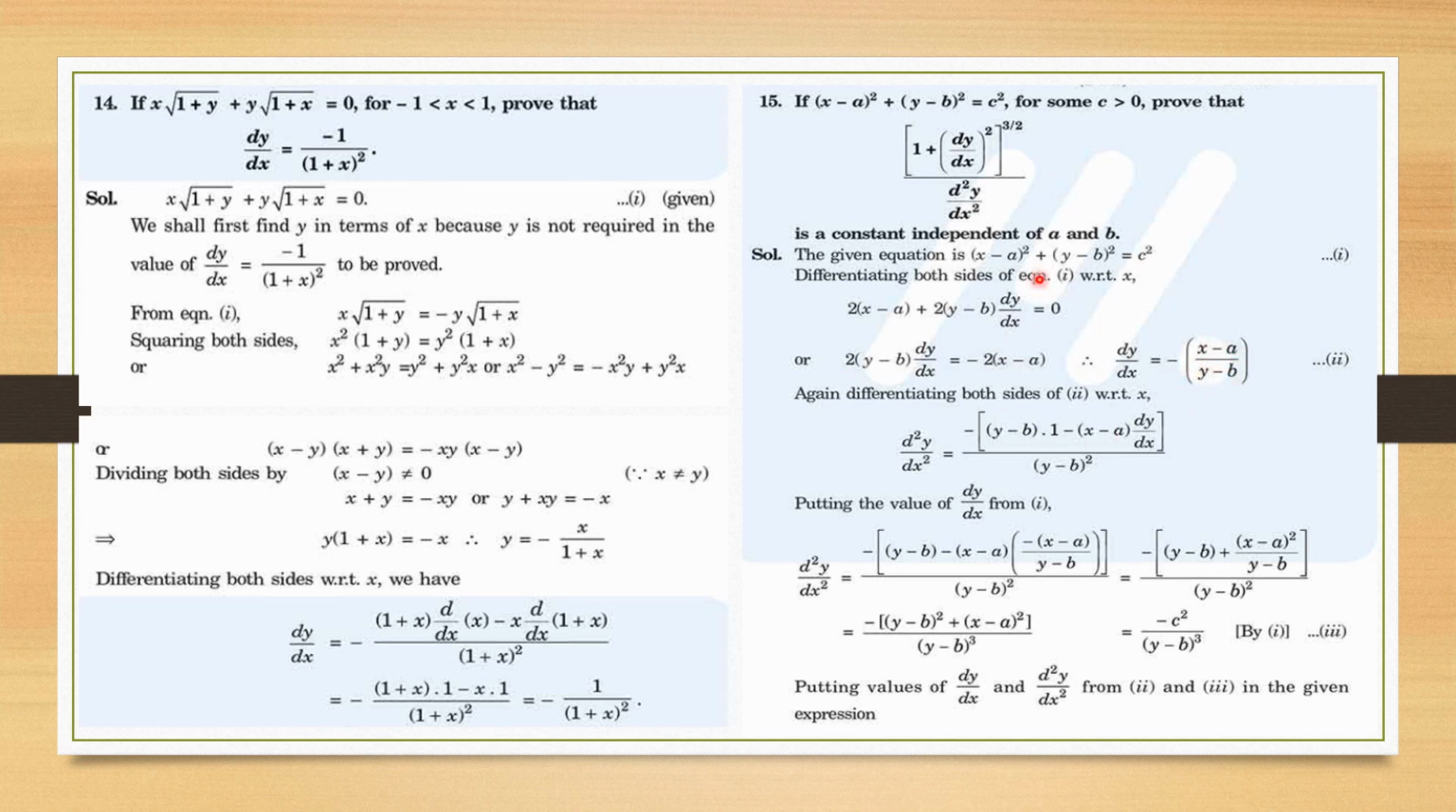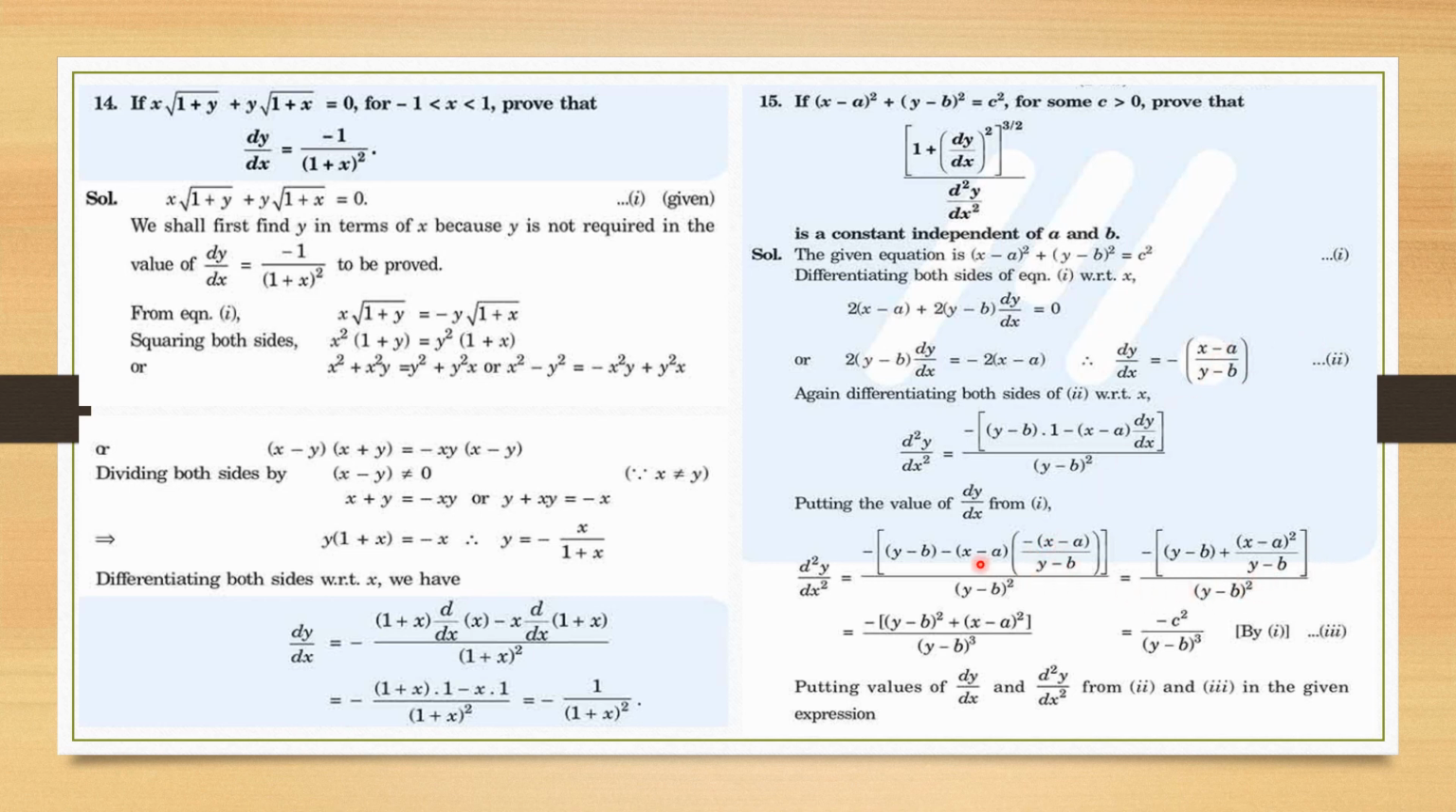Now, because the second derivative is required here, I'll take the derivative again using the quotient rule. Take the minus sign outside, y minus b whole square, it is y minus b times d/dx of x minus a, which is 1, minus x minus a times d/dx of y minus b, which will be dy/dx. Now since dy/dx is not required, you will get back that value of dy/dx from equation number 2. So replace it back here.